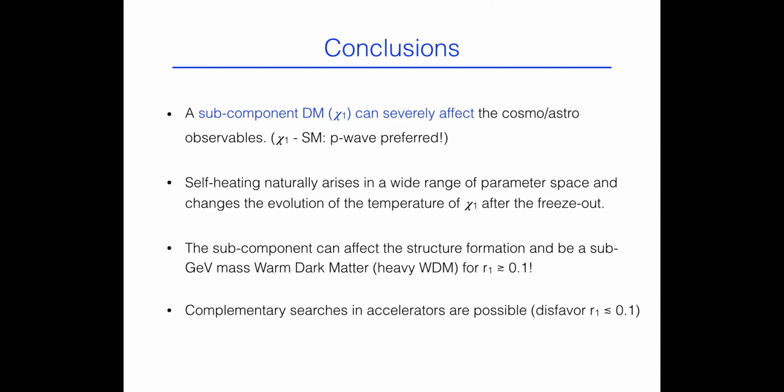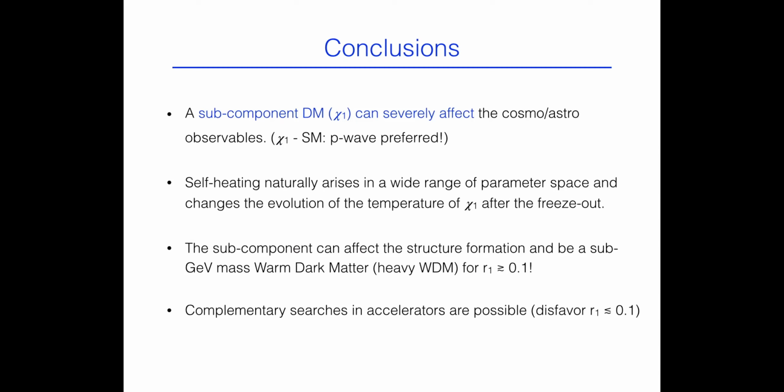Conventionally, the bound from N effective is usually applied to any kind of light dark matter model, a light dark matter which can annihilate into very light standard model particles.